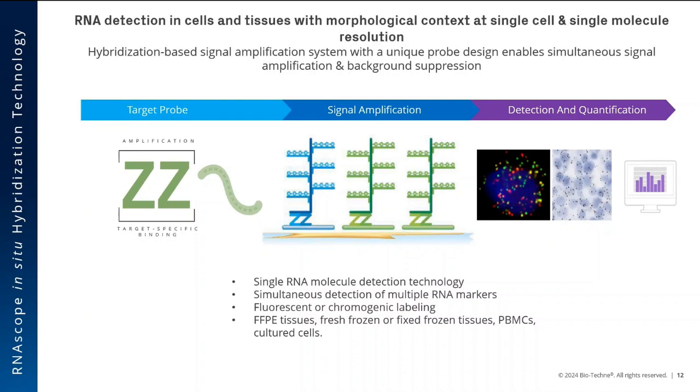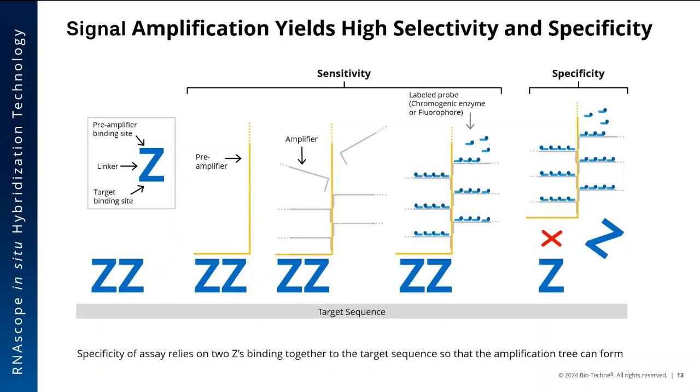The selectivity and specificity of the RNAscope technology relies on our probe design strategy. Our probe design relies on two Z oligonucleotides to generate the signal. Each oligonucleotide in the RNAscope probe is defined as a single Z. The base of the Z binds to the target specifically by complementary base pairing. The target-specific binding site is linked to the preamplifier binding site through a spacer or linker region. The top of the Z contains a preamplifier binding site upon which an amplification tree is built to aid in the visualization of the target RNA.